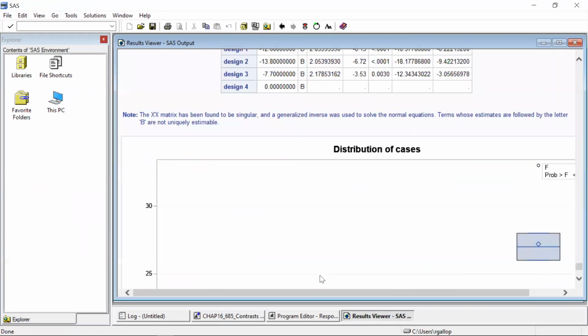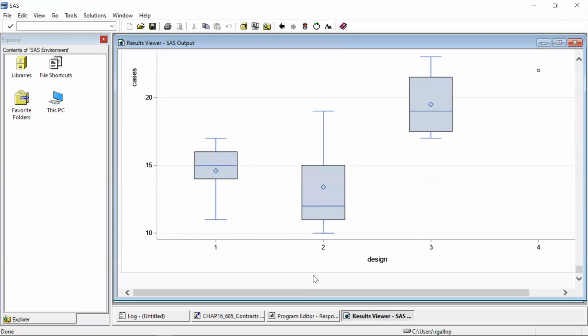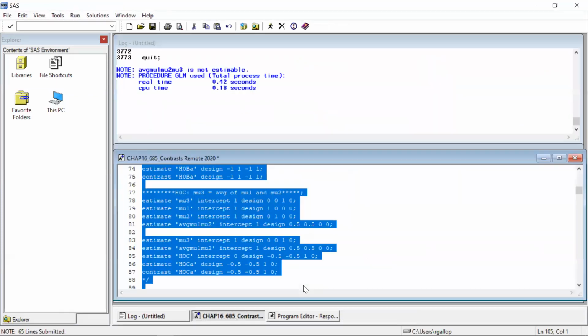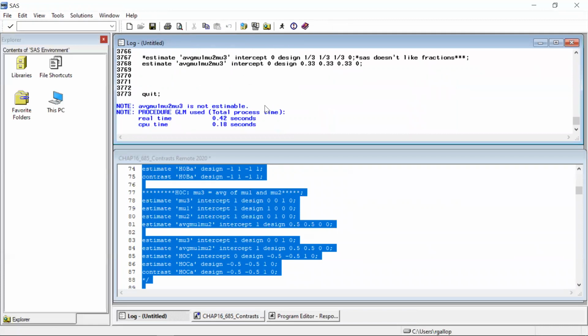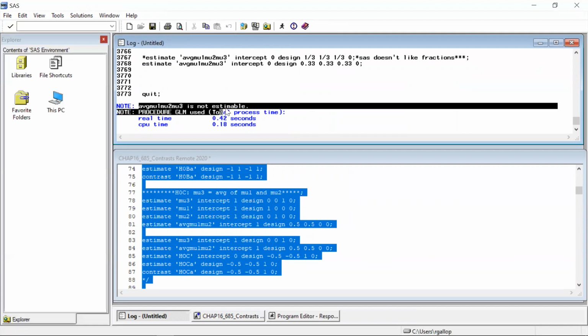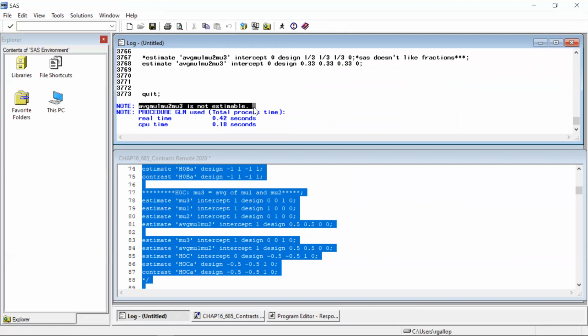No estimate statement here. SAS didn't run the estimate statement. I go here, I look at the log. Now remember, we had the color scheme. You know, blue good for you, red you're dead, green, what does it mean? I don't have any red, I don't have any green. The only thing I have is SAS saying to me, the average of mu1, mu2, mu3 is not estimable.